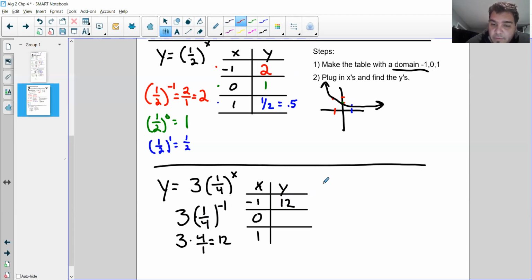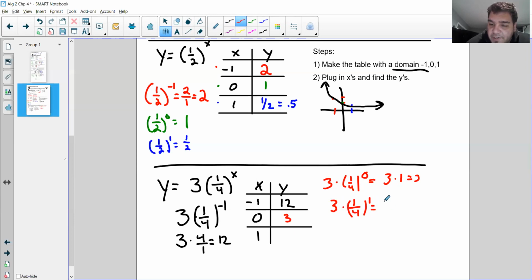The second one would be 3 times 1 over 4 to the 0 power. So then 0 power makes it 1. So 3 times 1 equals 3. And then the third one is 3 times 1 over 4 to the 1 power.